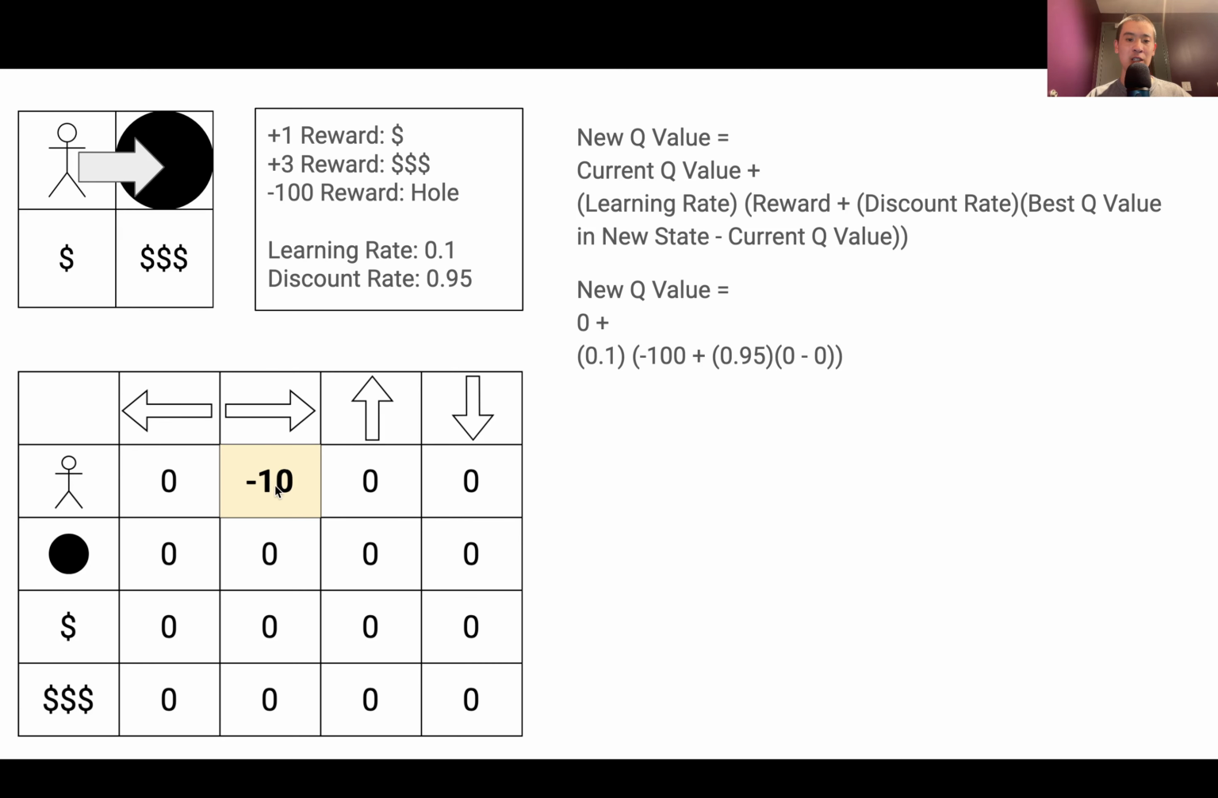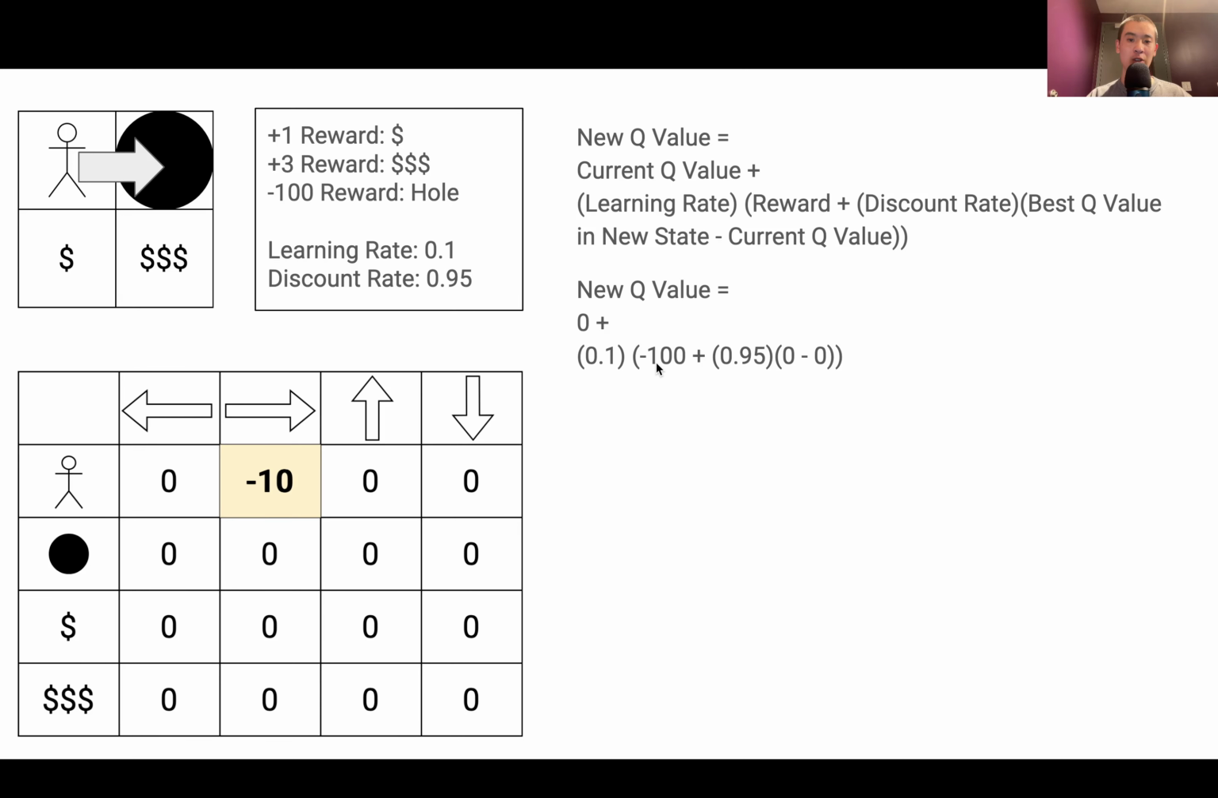So this was previously a 0, so we put a 0 here. The learning rate is 0.1 because I said so right here. And yeah, in this world, we first go to the right. And so the reward is -100. We fell and injured ourselves.